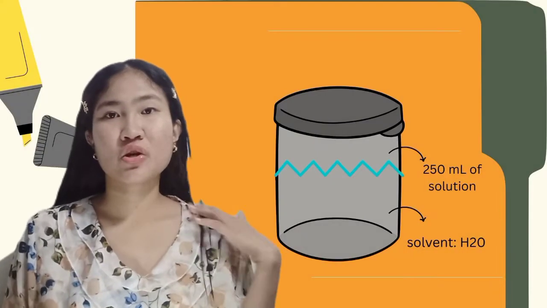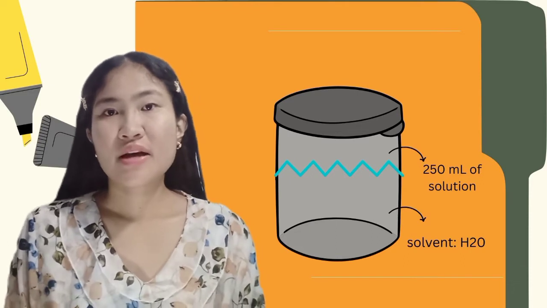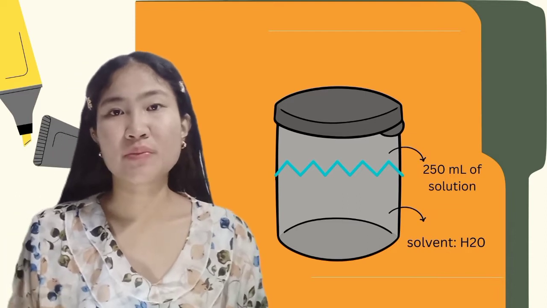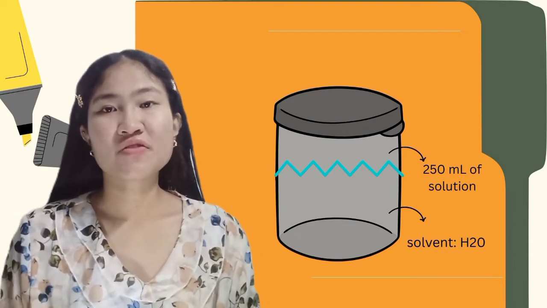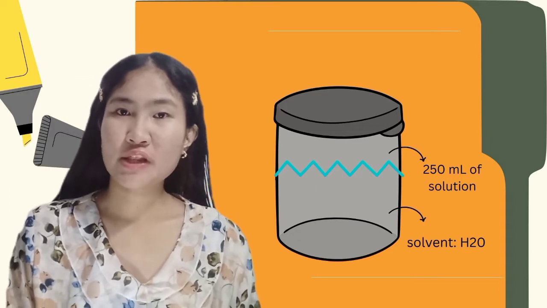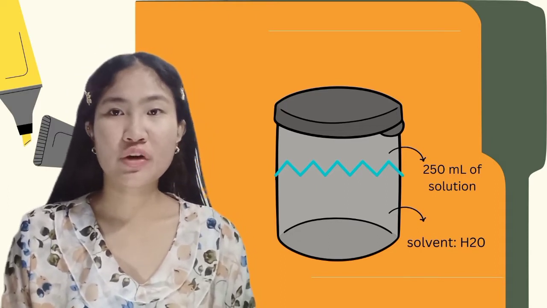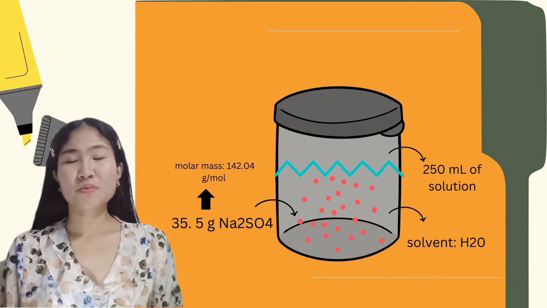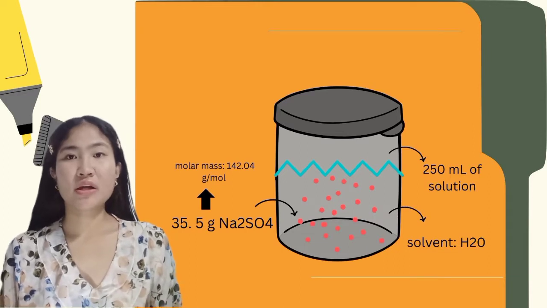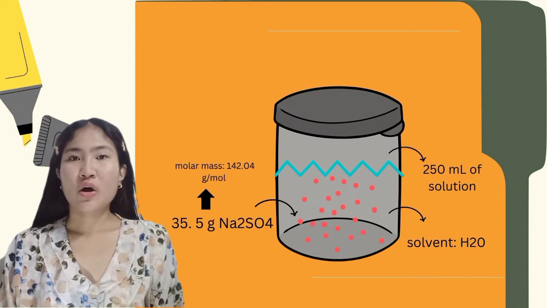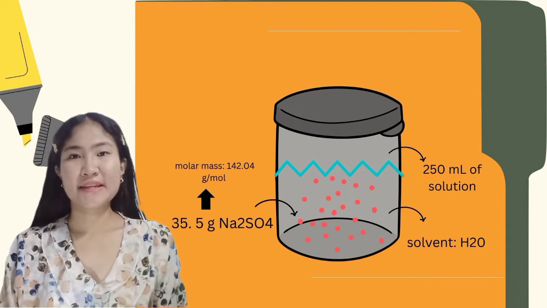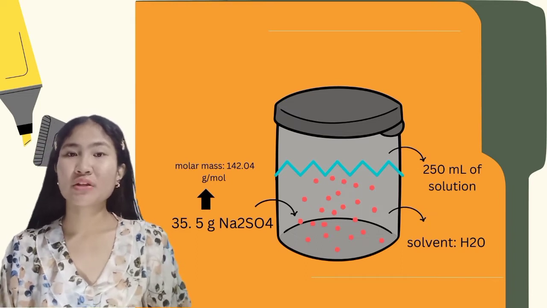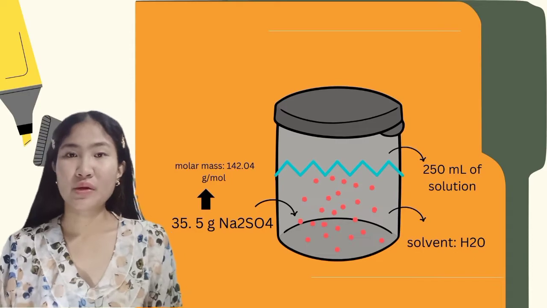As you can see in the presentation, we have a container in which we are going to dissolve sodium sulfate in water. The sodium sulfate is the solute and the water is the solvent. The total volume of solution is 250 milliliters, and the solvent is H2O, or water. We know that we have 35.5 grams of sodium sulfate. Given this information, how do we figure out the molarity? We need to look at the molar mass that we can see in the periodic table. The molar mass of sodium sulfate is 142.04 grams per mole.